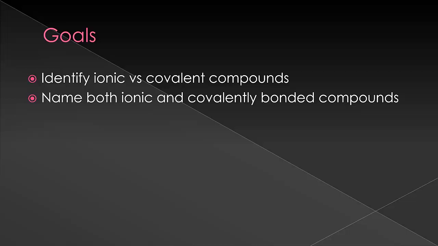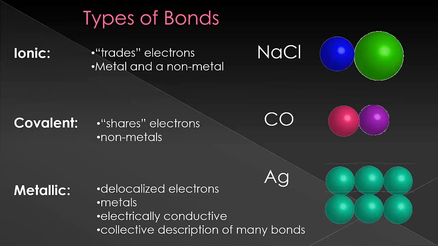In this video, our goals are going to be able to name both ionic and covalently bonded compounds, which of course means that we're first going to need to be able to identify which is ionic and which is covalent. So there's three types of bonding that we're going to have to deal with, and two that we'll be dealing with in this video and for most of class. And that is ionic and covalent.